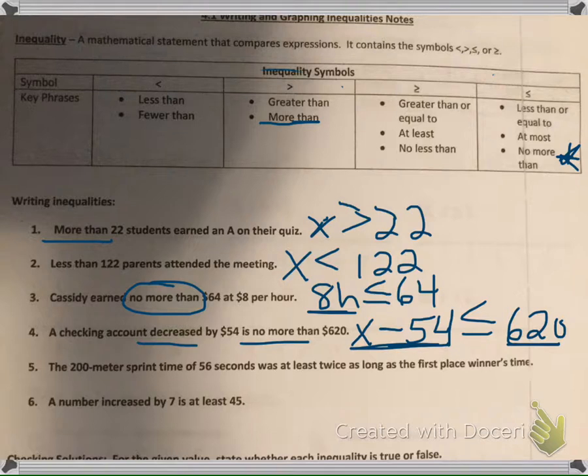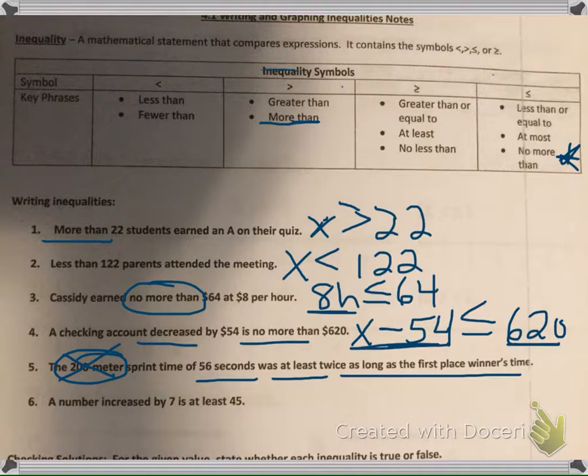A 200-meter sprint time of 56 seconds was at least twice as long as the first place winner's time. There are extra numbers in here that we don't need. This 200 meter is just the name of the event, so ignore that. That's not part of your inequality. A sprint time of 56 seconds was at least twice as long as the first place winner's time.